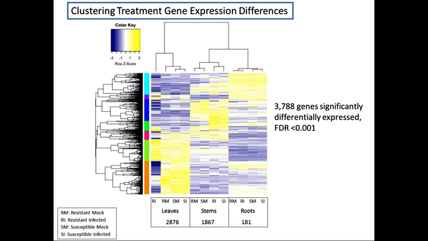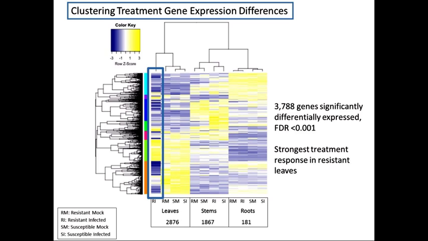What stands out the most is what's happening in the resistant infected leaves. They have the strongest treatment response, and this is at 1 week after infection. So this would suggest that the resistant response has moved from the inoculation point in the stem up into the leaves within 1 week, which is much sooner than the phenotype would suggest.